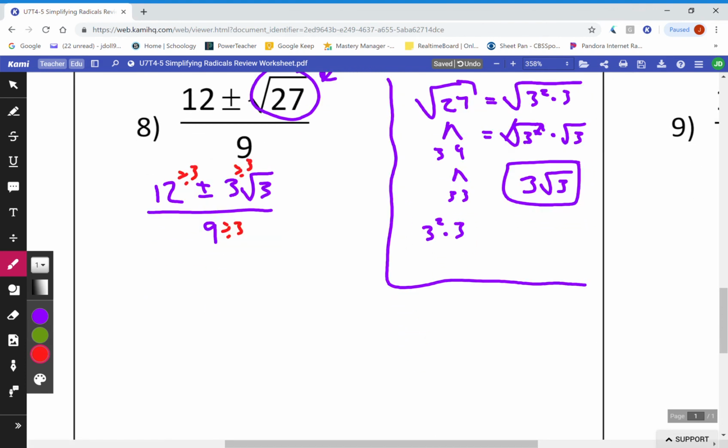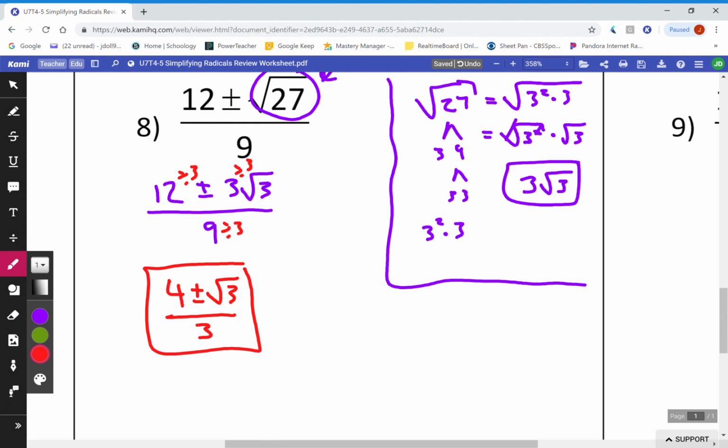All right, so when I bring this down, that's going to be 4 plus or minus square root of 3 over 3. All right, and this right here, guys, actually is the simplified form. I know this looks a little awkward to leave it as a fraction with the plus or minus and a radical, but this is the best you can do. Unless we're going to write it as a decimal, this is the best we can do.